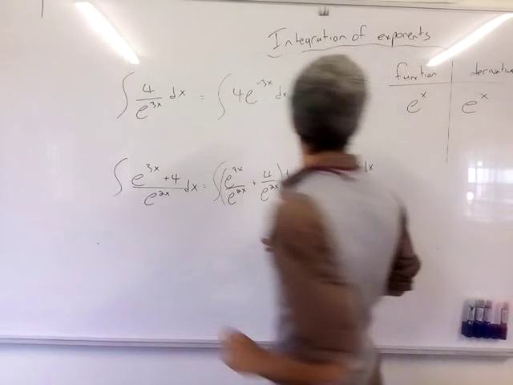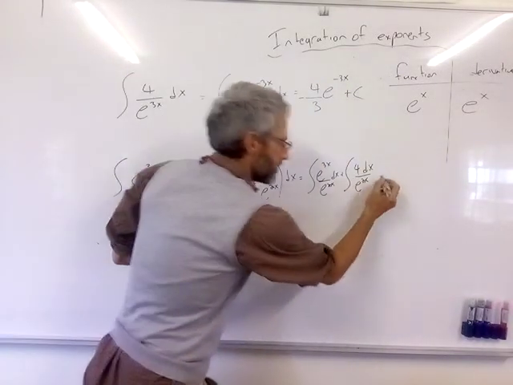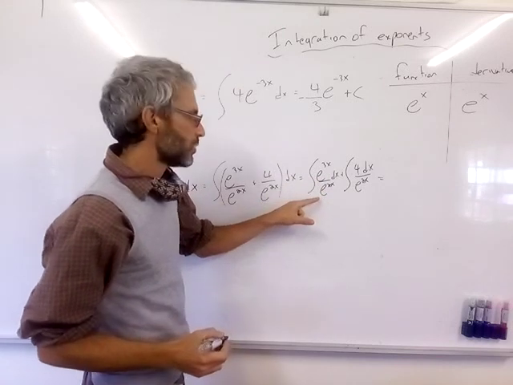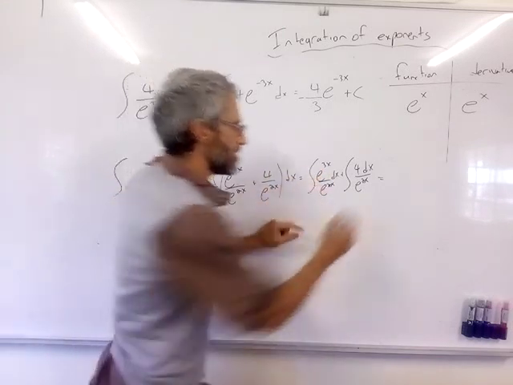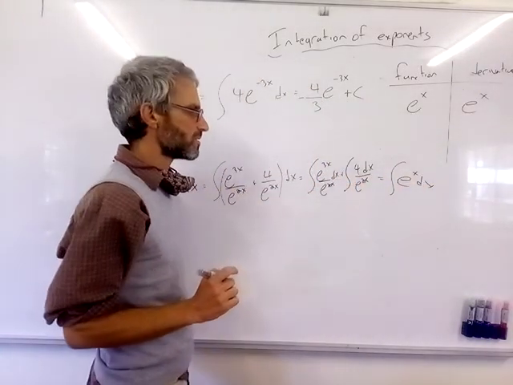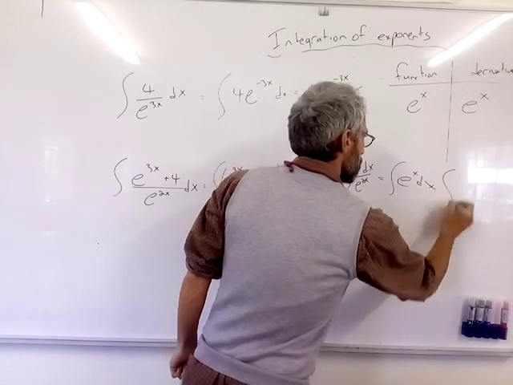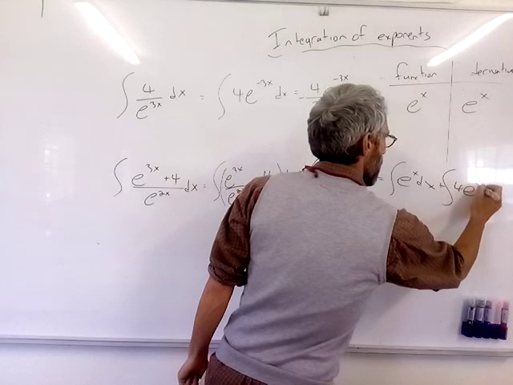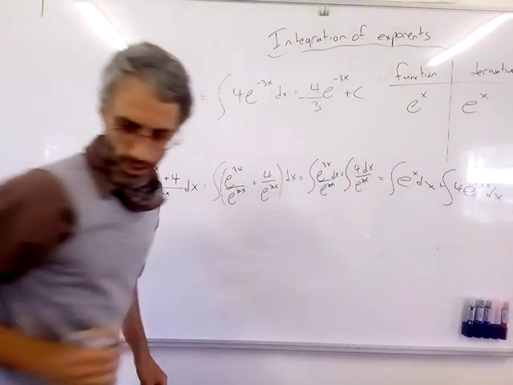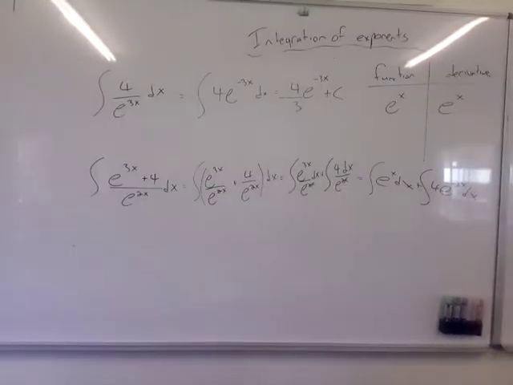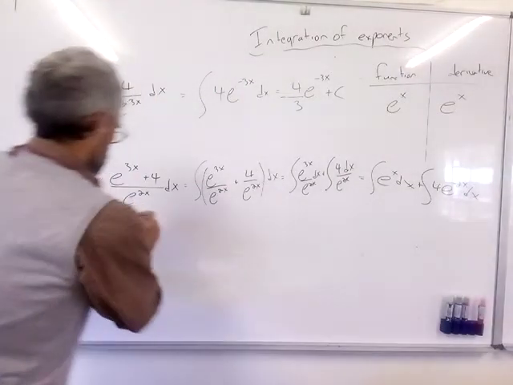Get some more space here. Right, now let's write it a bit nicer. So what is e to the power of 3x divided by e to the power of 2x? By the rules of exponents, it's going to be e to the power of x dx, right? 3x minus 2x is just x. And the next one, I'm going to rewrite as 4 times e to the power minus 2x dx. Let me just see that you can still see that side. I think so. Let's move you a little bit. Yeah, here we go. Okay, so let's write again.